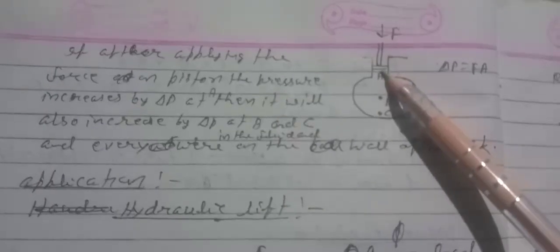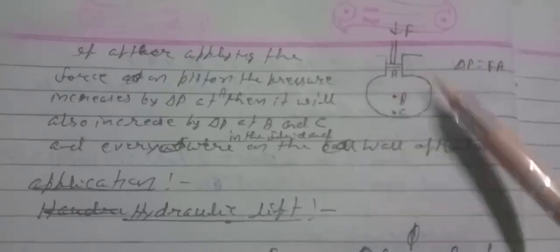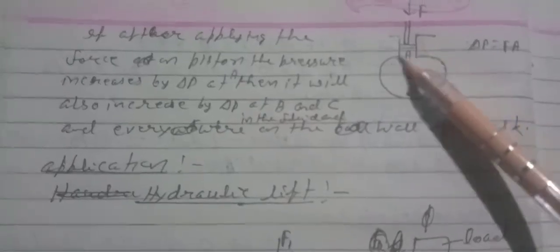Here the situation is shown in the figure. A piston is connected in the cylindrical limb. If we apply a force F and a pressure delta P is generated at this point, then this pressure will be transmitted all over the fluid, at B, at C, at this valve, at this valve, means everywhere this pressure will be transmitted. And delta P will be equal to F by A, because we are applying force F to the cross-sectional area A.